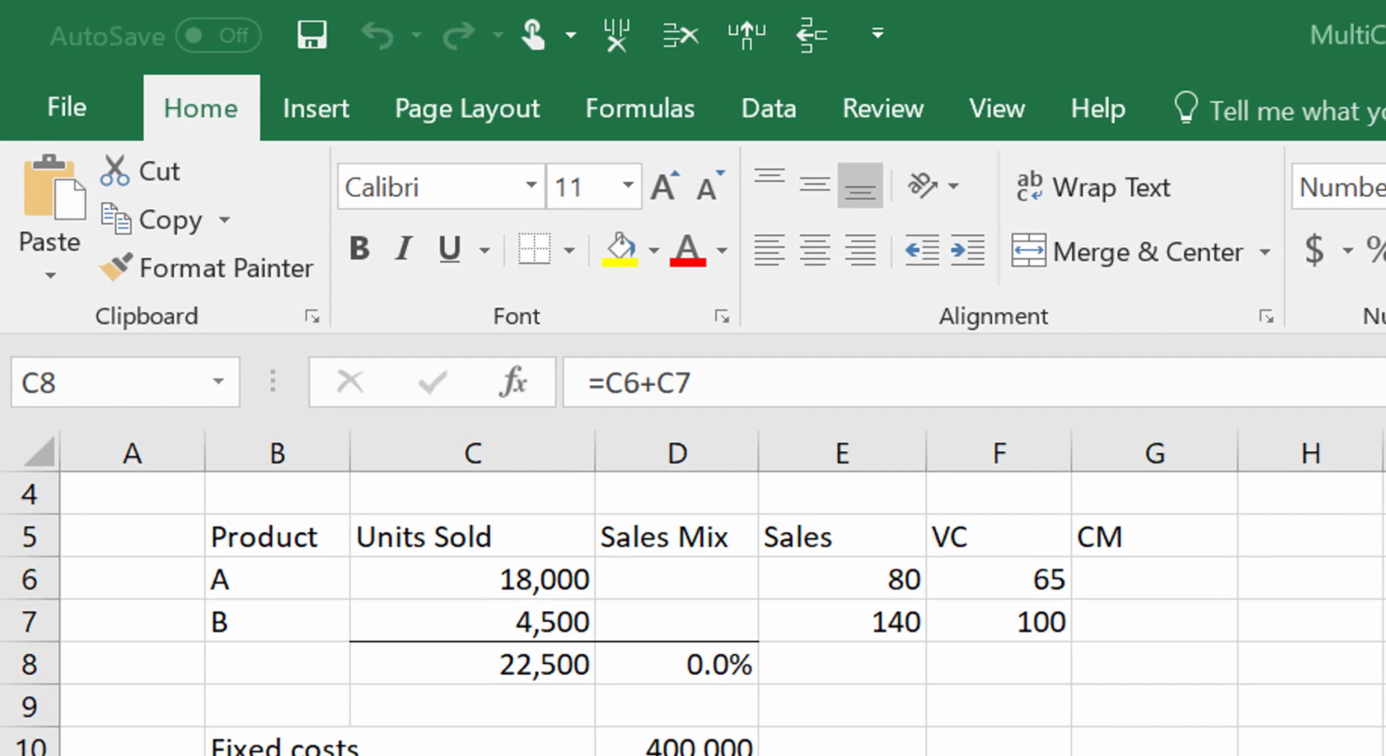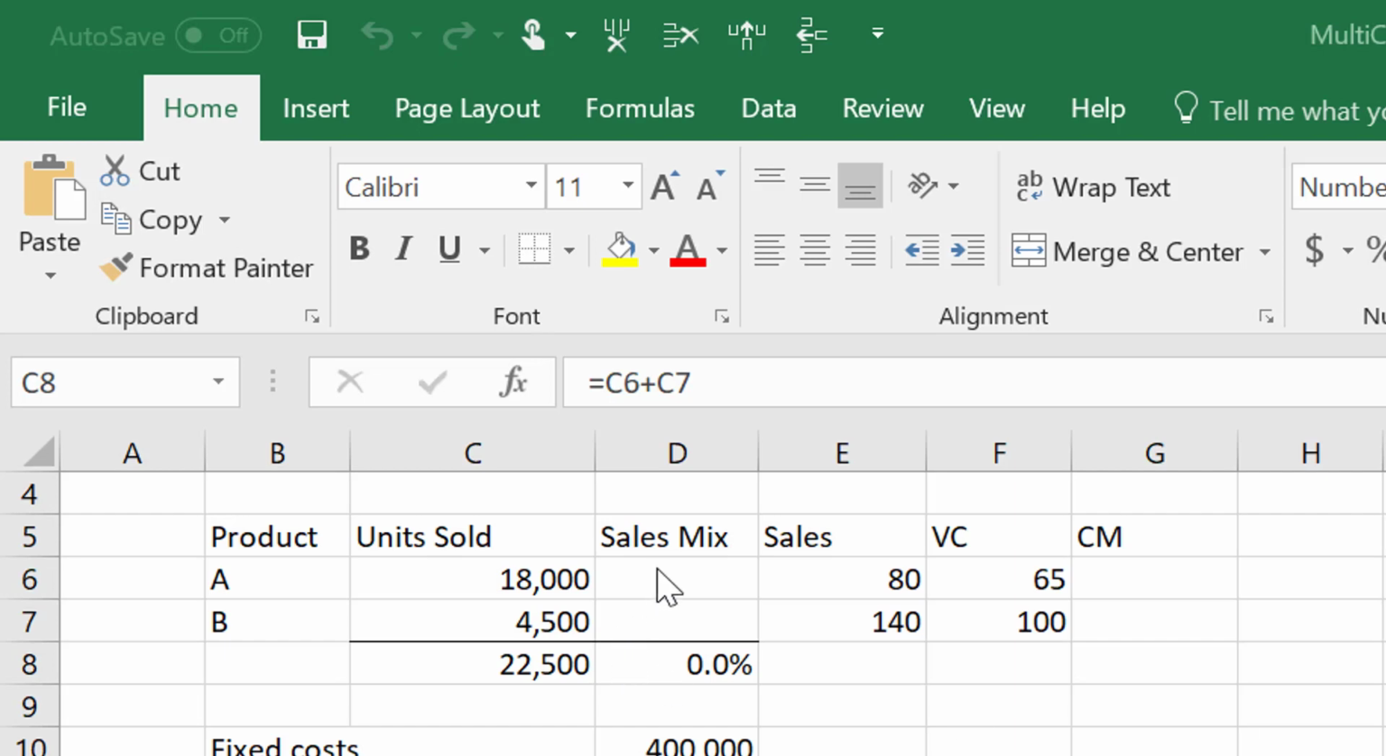So in this particular case, we have a business that has two products, product A and product B. And they're going to sell 18,000 units of product A, and they expect to sell 4,500 units of product B. So that's a total of 22,500 units. And one of the things you typically fix when you do multiple product CVP is the sales mix. So one of the things we need to understand is, what is the sales mix between these two?